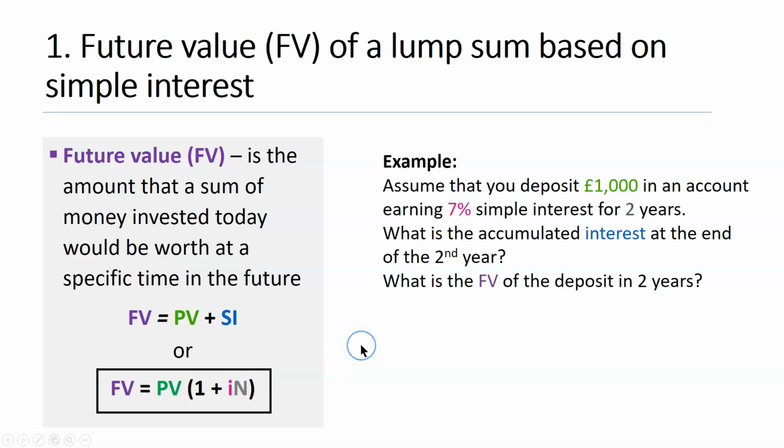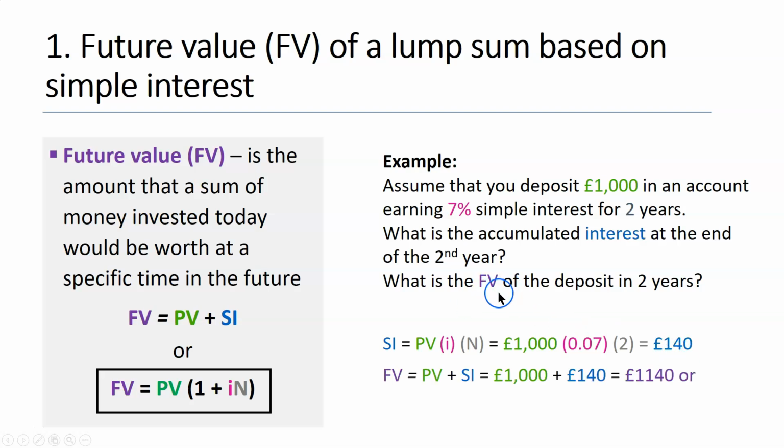Again, we use color coding to make it easier for you to keep track of different numbers. We're analyzing the same example, same deposit, £1,000, earning 7% simple interest for 2 years. We've calculated the accumulated interest, £140. What is the future value of our deposit at the end of these 2 years? We simply add up the original amount, £1,000, plus what we've earned. So eventually we will have £1,140. Or alternatively, we can apply this version of the formula, again plug in all our numbers, and we will get the same amount, 1,140.